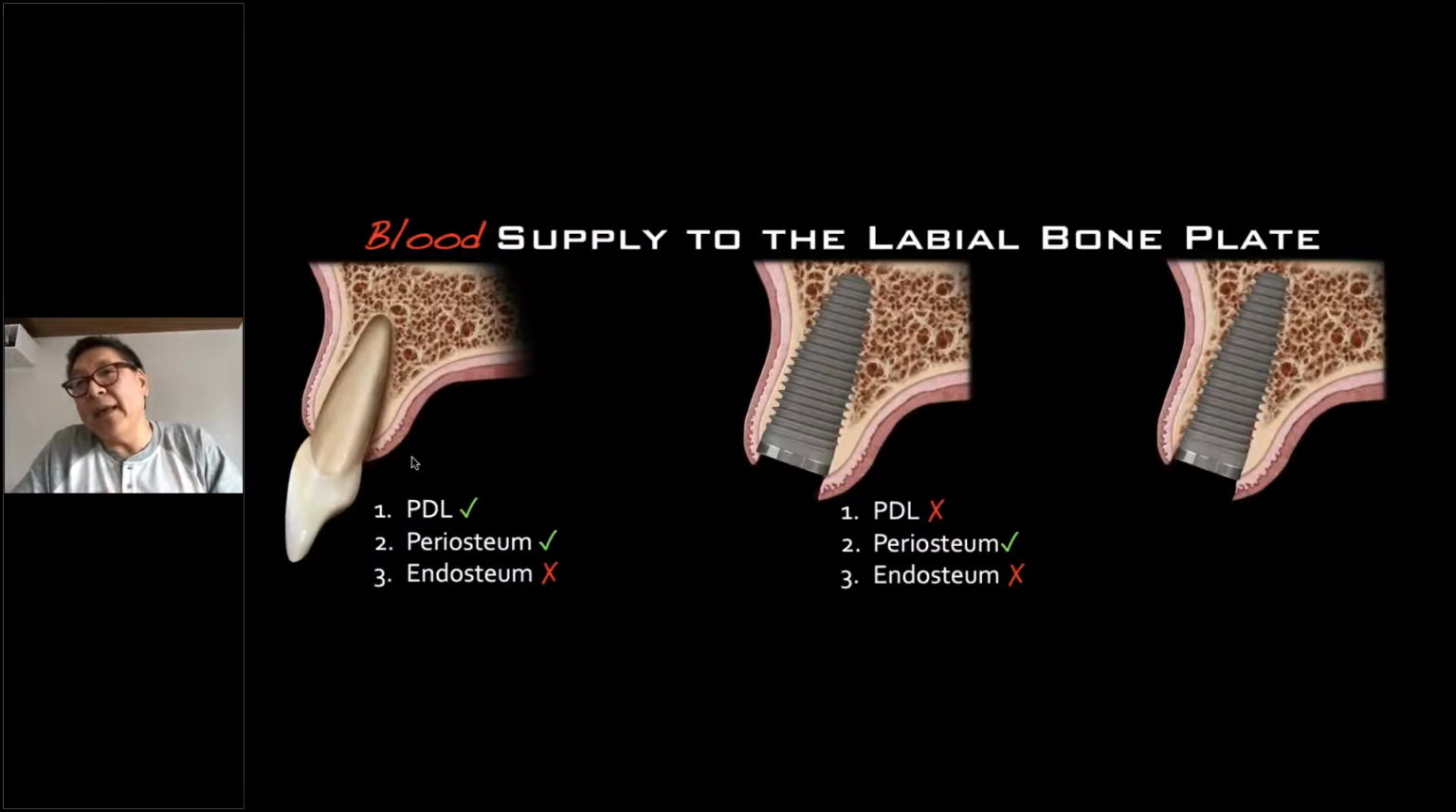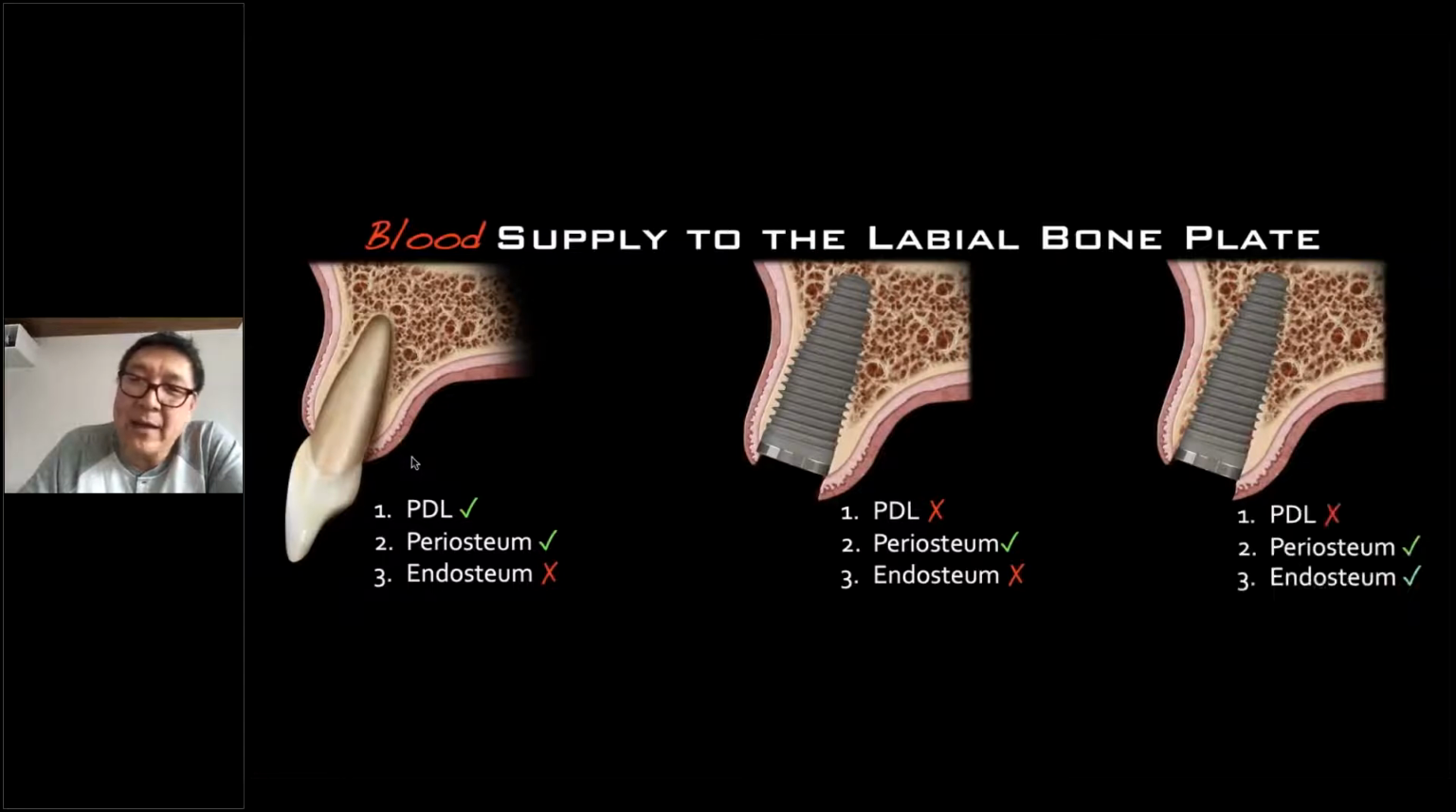Now, the key is that when you place an implant, whether it's a healed ridge or an extraction socket, you really want to have periosteum and marrow surrounding that implant, which I think gives a better opportunity for long-term maintenance of that buccal plate over time.